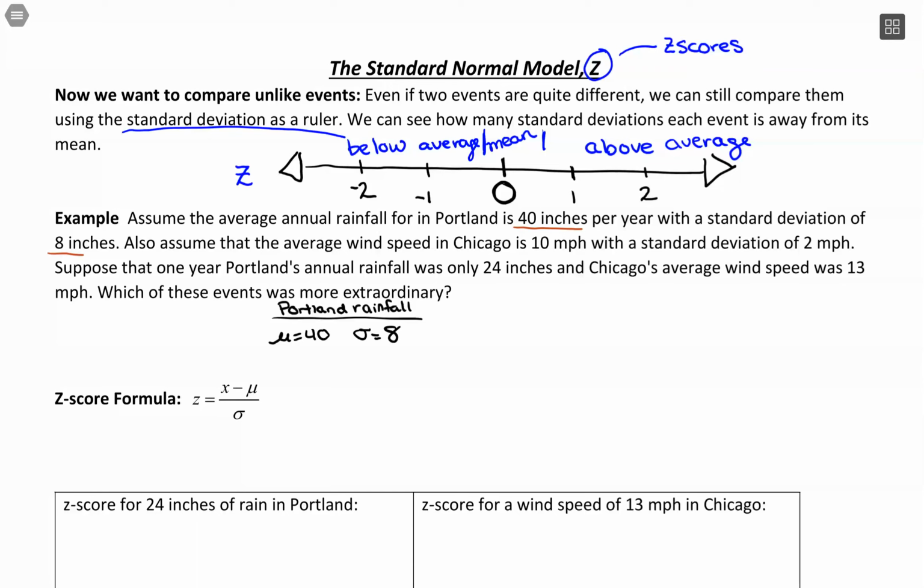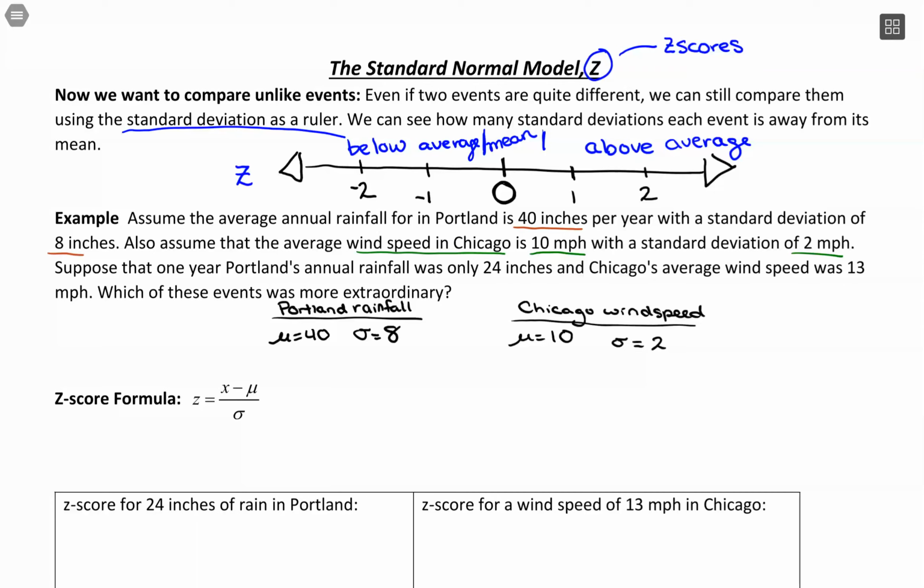What we're going to do is compare that to wind speed in Chicago. So wind speed in Chicago on average 10 miles per hour, standard deviation of 2. So Chicago wind speed, we expect it to be 10 miles per hour with a standard deviation of 2 miles per hour. So these two things operate very differently. They have different units, they're measured differently. One's a rate, one's measured with a ruler. It operates very differently. So we can't just compare them directly.